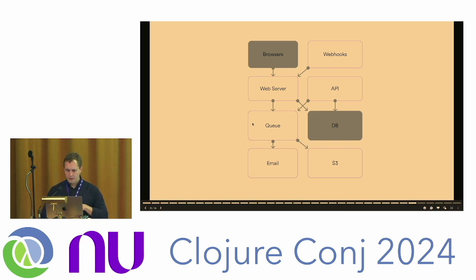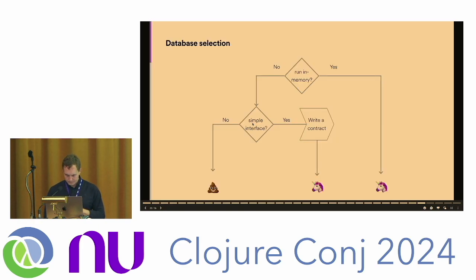So we want these deterministic system tests, because we want to be able to prove that our system is actually correct under all conditions. So how do we get there? What do we need out of our database? If it has an in-memory configuration and it's pure, great, you're done. Just use that. If it has a simple interface, you can write a contract. And if it doesn't, you're in a world of pain.